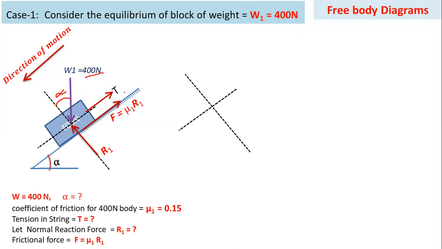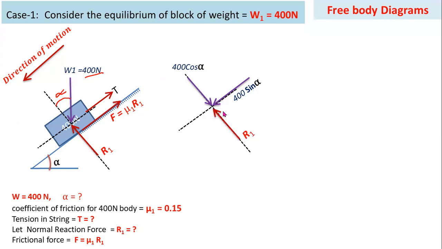Already we know that 400 cos alpha is the normal component and 400 sin alpha is the parallel component. This self weight 400 newtons makes an angle alpha with respect to the normal axis, so you have to consider cos alpha. This alpha is the adjacent side. For adjacent sides, you have to consider cos alpha. For opposite sides, you have to consider sin alpha. Here I converted this 400 newtons into two components, 400 cos alpha and 400 sin alpha.